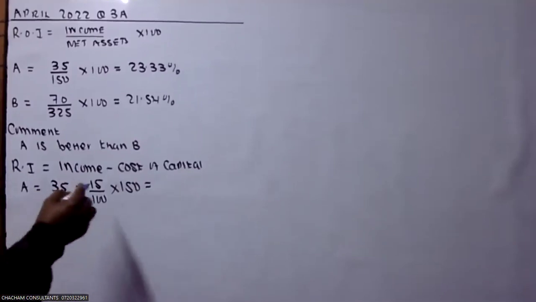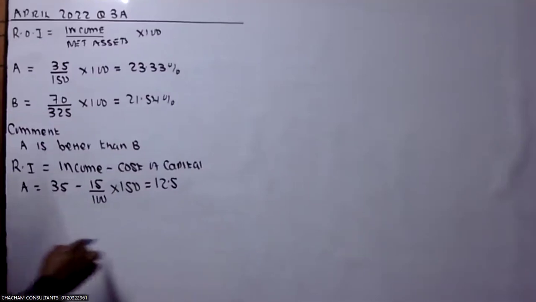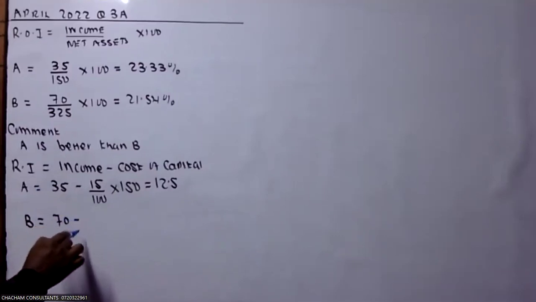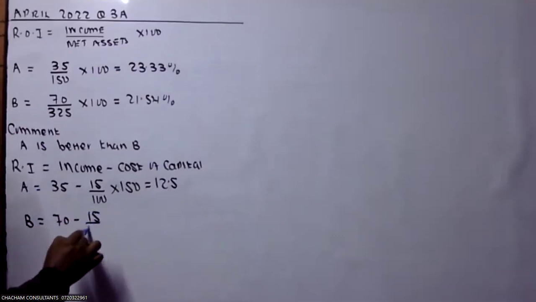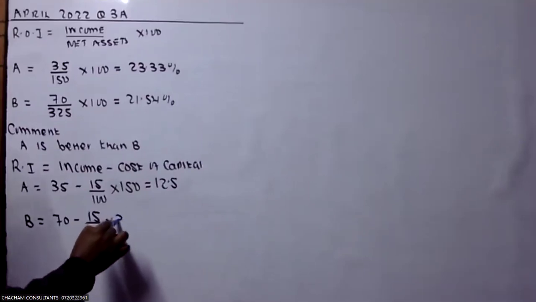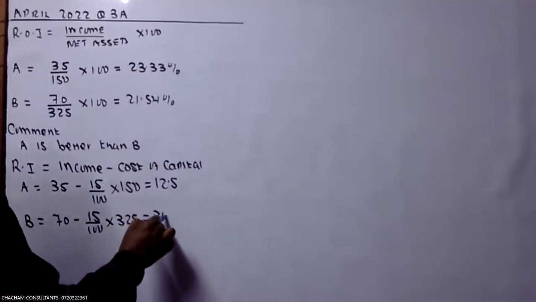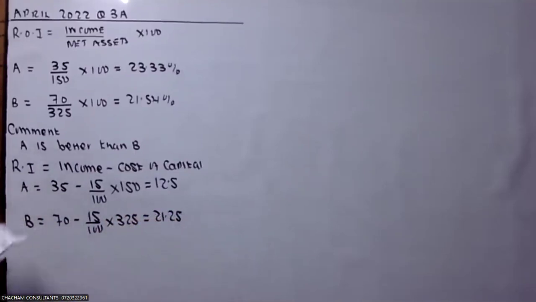So 12.5. Then for B, it is 70 minus 15% times 325. And 1.25. So this one is better. B is better.